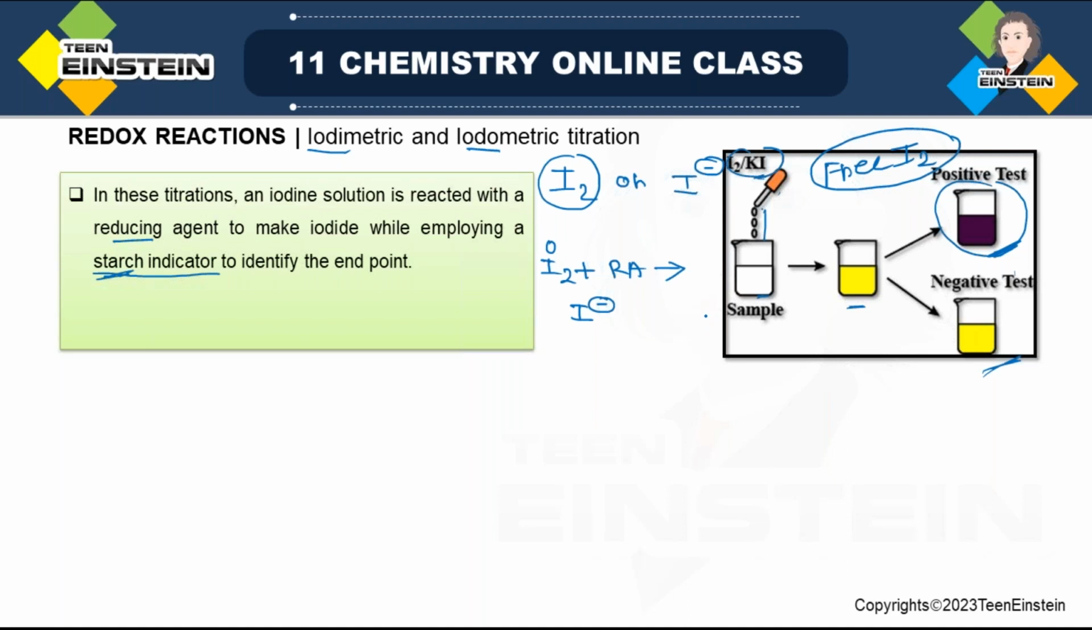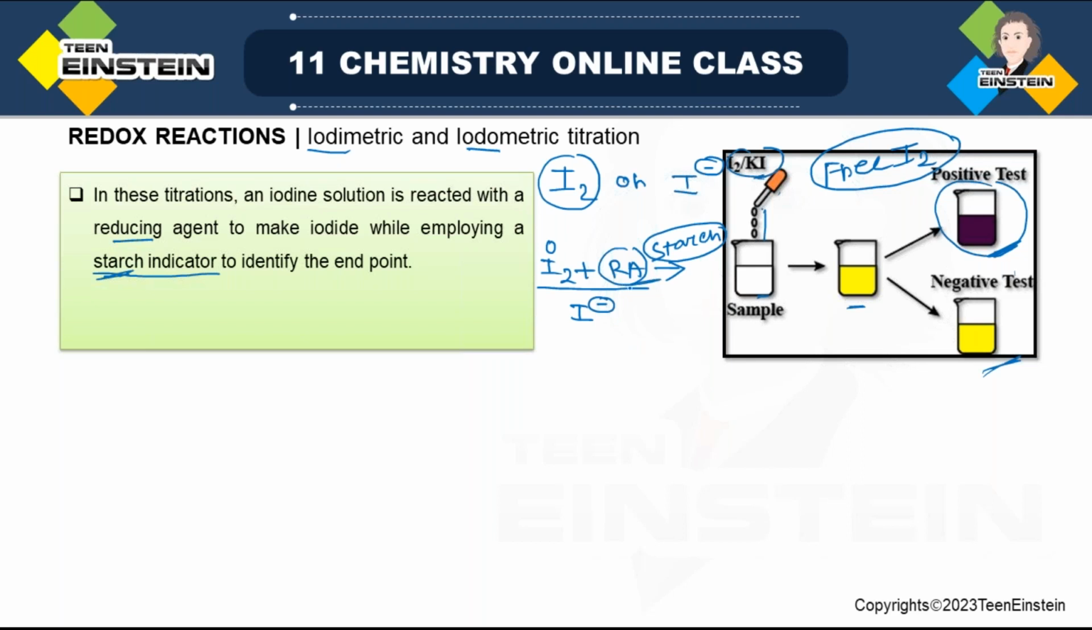So in this way, this indicator will help us. Suppose you are doing this titration, you have taken some iodine solution and you have added reducing agent, and you have also added the indicator. So initially, before the reaction, when you are adding the starch indicator, what will happen? Initially the color will be blue.